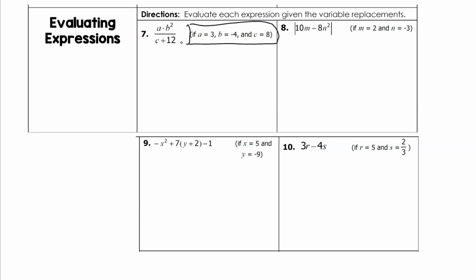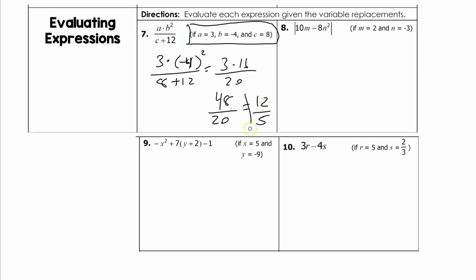So wherever we see an a, we're going to put a 3. Wherever I see a b, I put a negative 4. When we have negative symbols, we're going to put those in parentheses. And it's all over 8 plus 12, because c is equal to 8. I go ahead and do my order of operations, which gets me 3 times 16 over 20. So 48 over 20. When we do 48 over 20, 4 goes into 48 12 times, and 4 goes into 20 5 times, giving us our answer of 12/5.